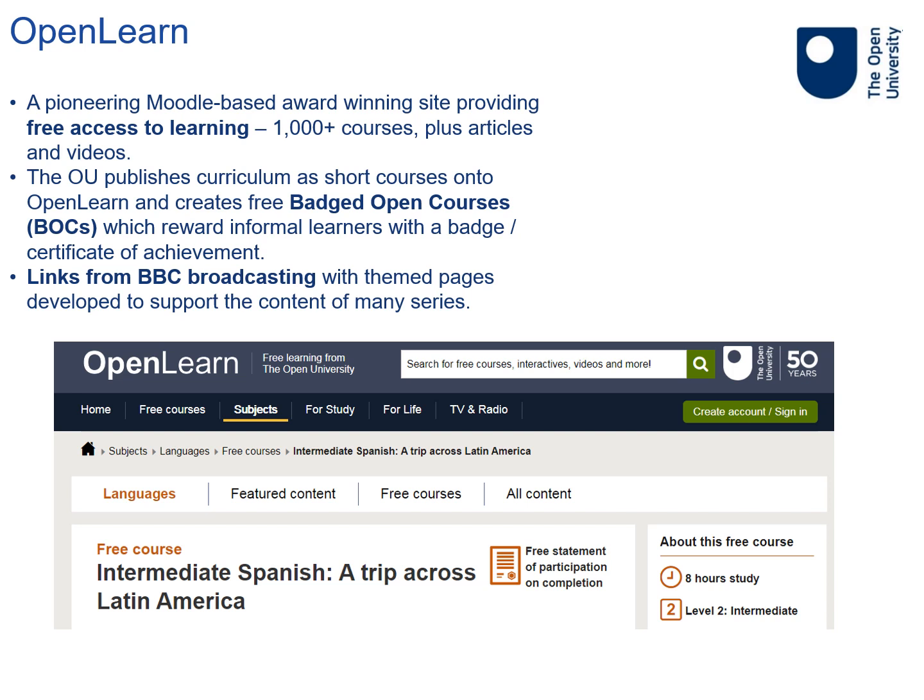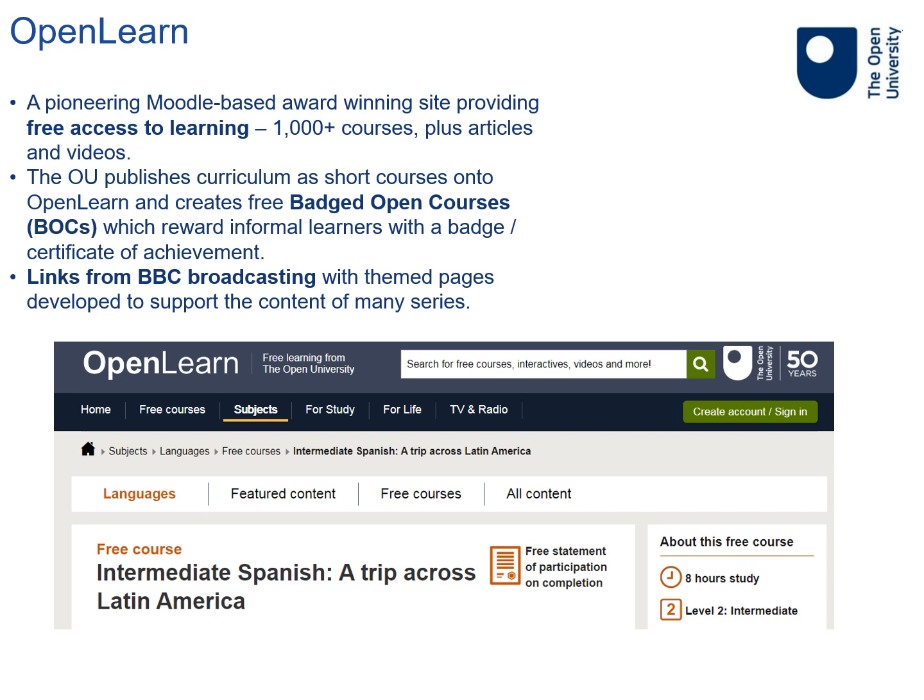We're going to present the project, but first we're starting with the links with Open Education and our universities, two of the biggest distance education universities in Europe. At the Open University, we have OpenLearn, which is a Moodle-based site which provides free access to more than 1,000 courses, plus articles and videos.